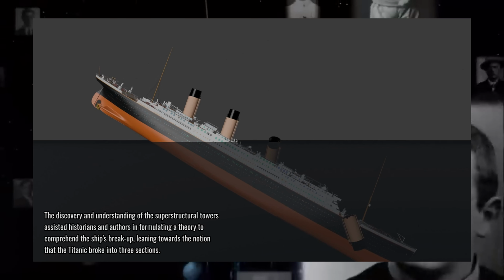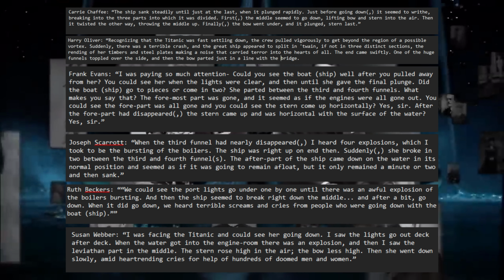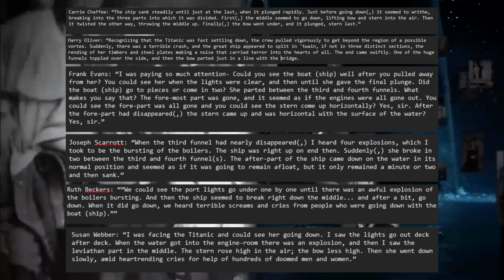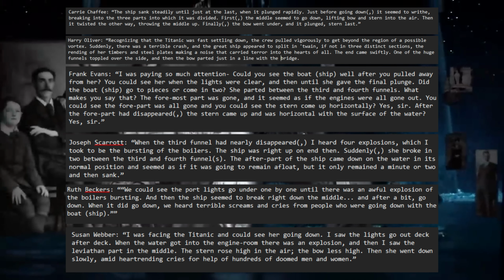Earlier, we discussed the superstructural towers. And in terms of this, the authors were knowledgeable about these wreck debris and superstructural towers. They pieced together the survivor accounts with the concept that the ship broke into more than two pieces. The concept of the ship breaking into three pieces accounts for all the testimonies based on what they said they saw. The ship breaking into three sections accounts for the following testimonies.